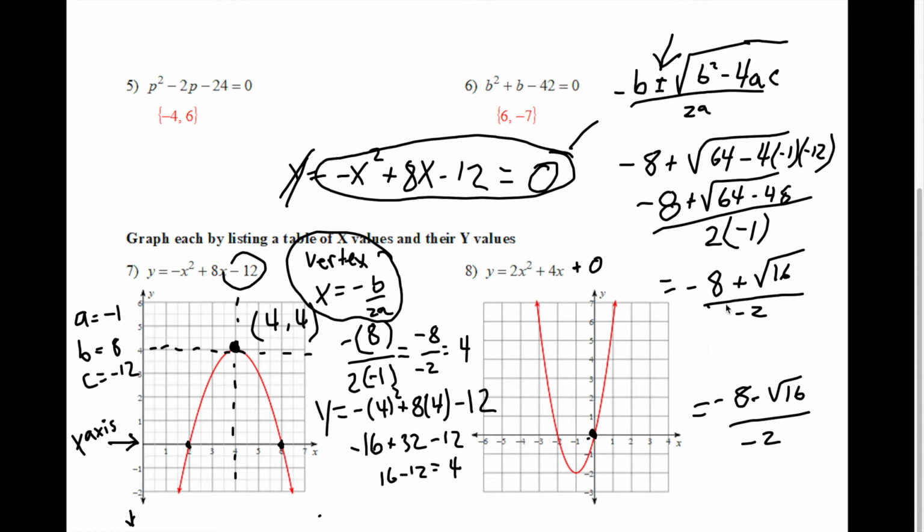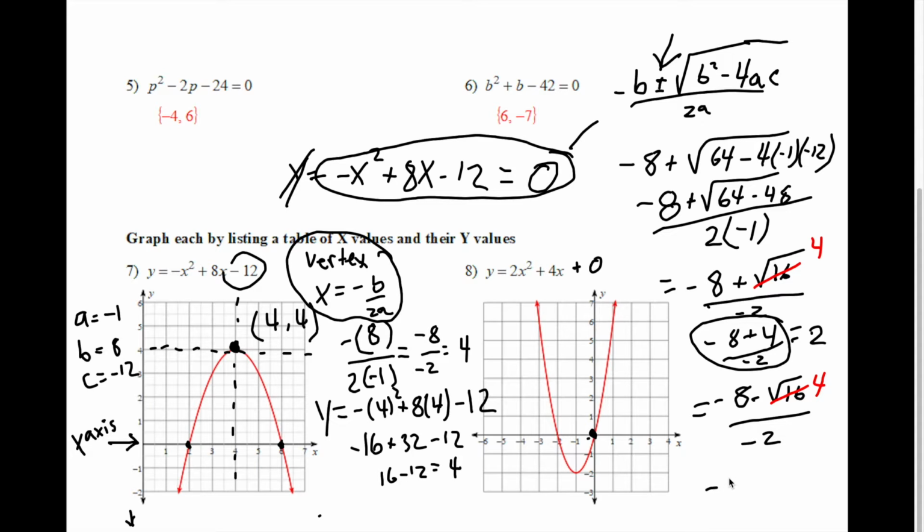Okay, so either way, it's going to be simple because we know that the square root of 16 is really going to be 4. So we know that we got negative 8 plus 4 over negative 2, which is going to be, let's think, negative 4 over negative 2. Negative 4 over negative 2 would be positive 2.